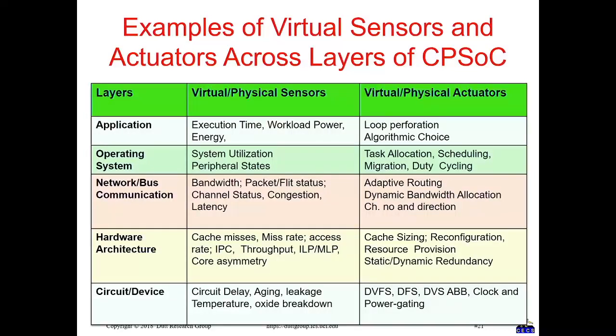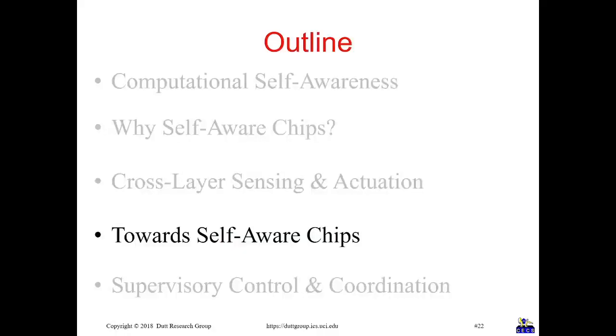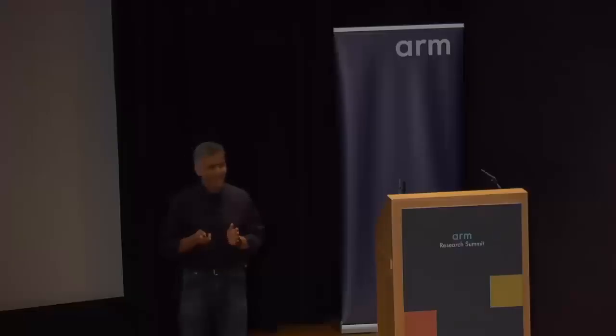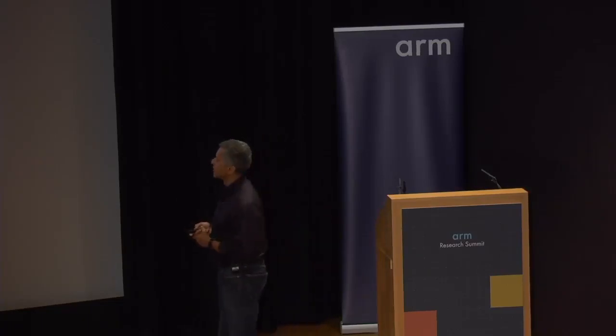So with this metaphor, what we can do is we can try and reason about how you can get information at different levels and actuate again. So this is a very important abstraction that we should be thinking about. Having done that, let's take a look at what I mean by self-aware chips. So I'm going to use a lot of cartoons here and metaphors, because I think that's easier to grasp in a short amount of time.